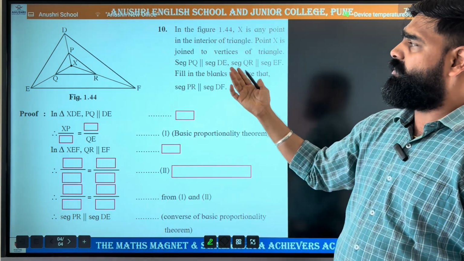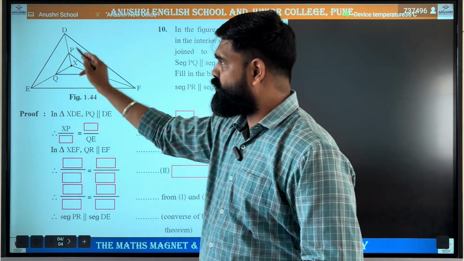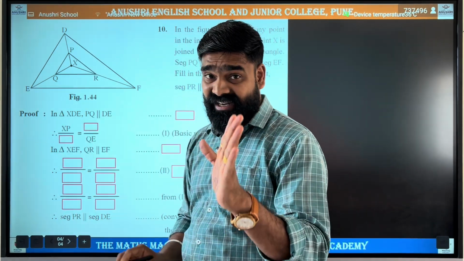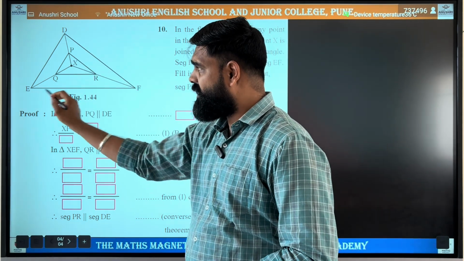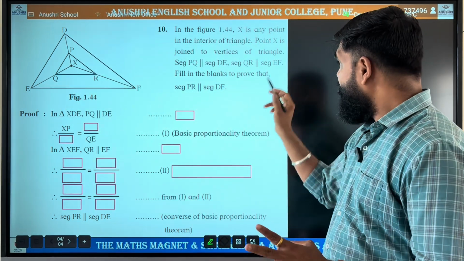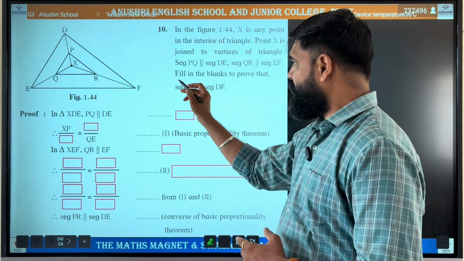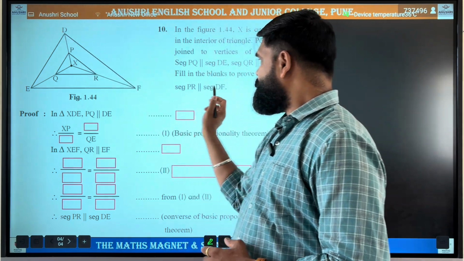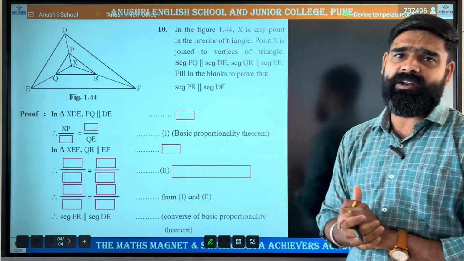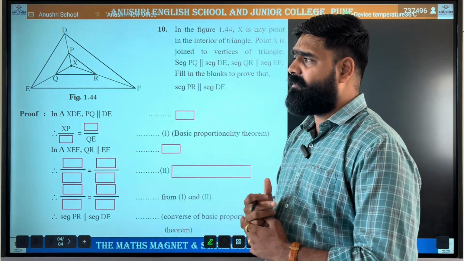We have one more piece of additional information given: segment PQ is parallel to segment DE, and segment QR is parallel to segment EF. Now we have to prove that segment PR is parallel to segment DF. It is a very simple question, and we can solve this by just filling in the blanks.